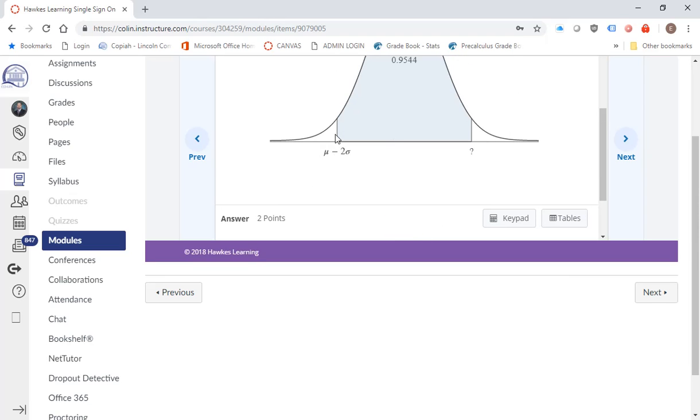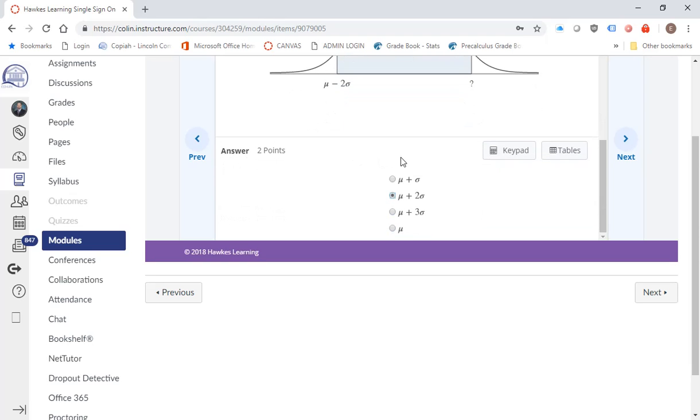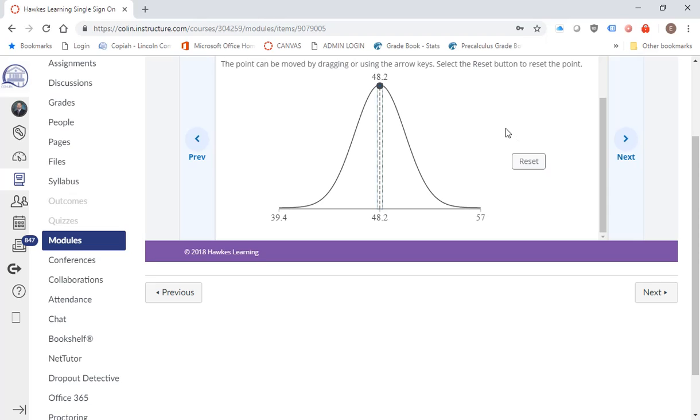Because you can tell it's the same amount of area here as there is here. Right here in the middle, that's where the mean is. If you subtract 2 standard deviations, you go to the left. So that would mean if you add 2 standard deviations, you go to the right. Remember, sigma means population standard deviation, that little symbol, that lowercase sigma.